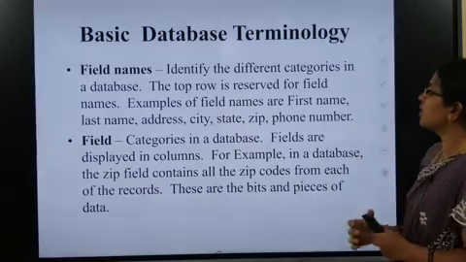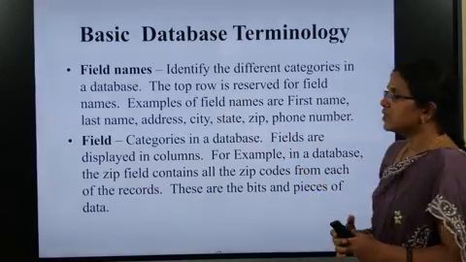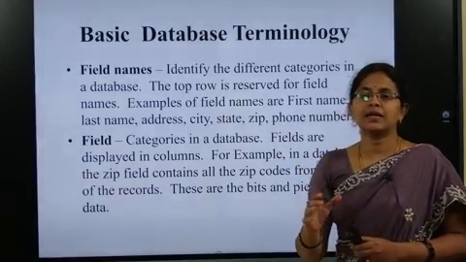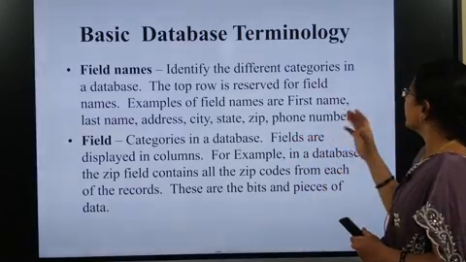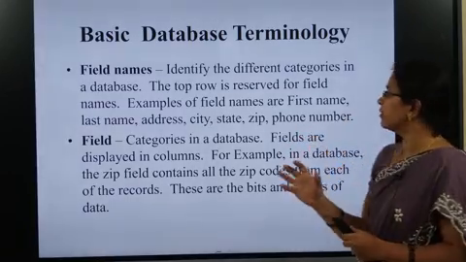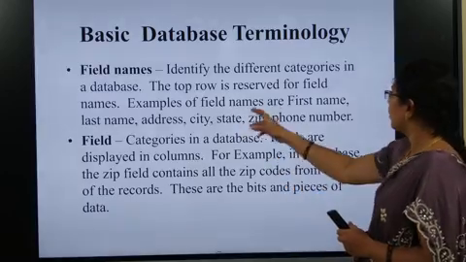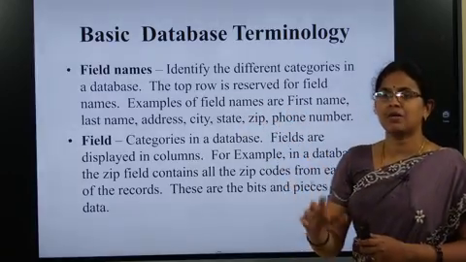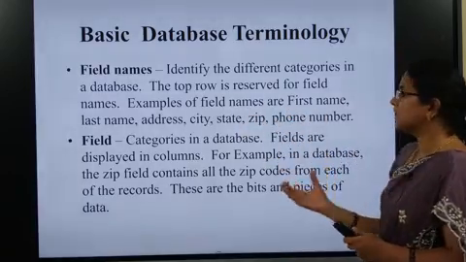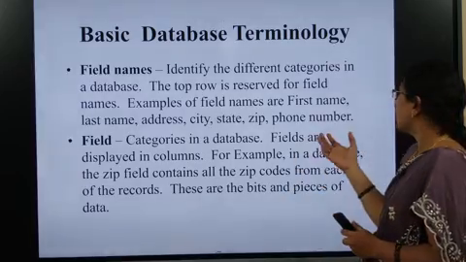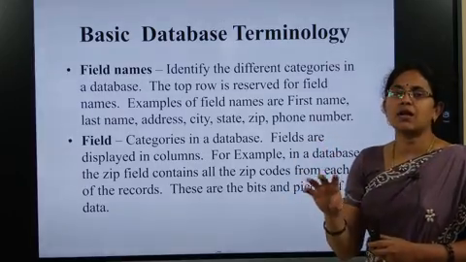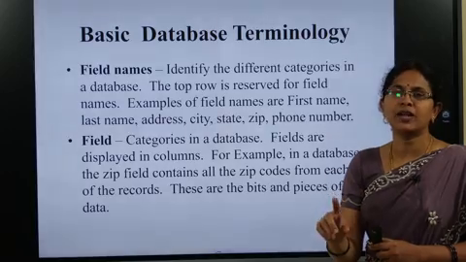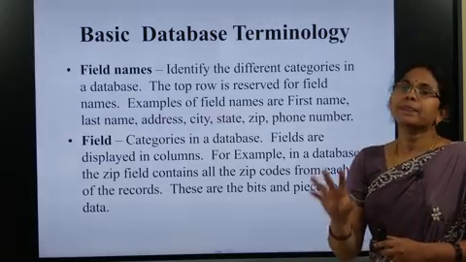And the next concept is field name. A field name identifies the different categories in a database. Field names are, for example, first name, last name, middle name, city, state, zip and phone number. All these are called field names. One field name is nothing but a column.